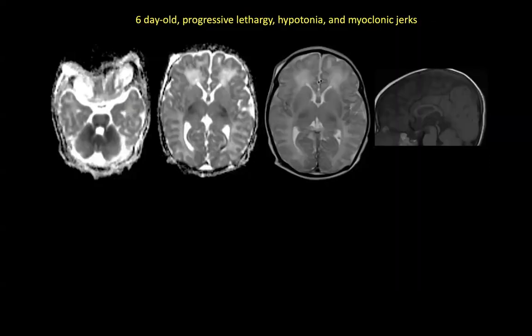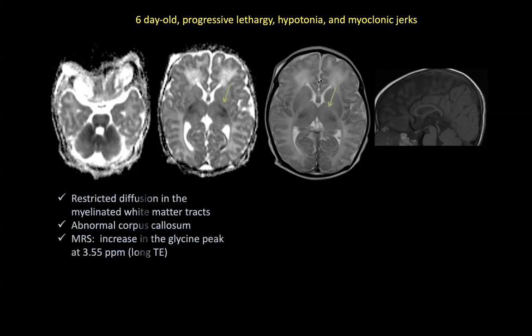Another example of involvement of the same areas, but less striking: you see a faint restriction in the posterior limb of internal capsule and here in the brainstem. Again, there is a malformation. It's not a polymicrogyria like in Zellweger, but there is a small corpus callosum. In this case, please do a spectroscopy, and do a spectroscopy with an intermediate or long echo time, because you will see increase of glycine peak.